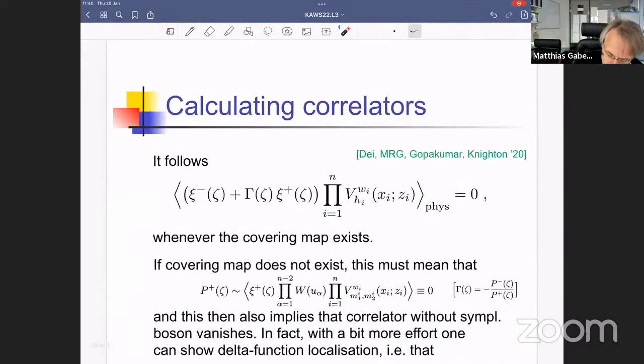So if the covering map doesn't exist, this must mean that this correlator must be equal to zero. But then if you trace through what xi plus does on these fields, you can show that that also means that a correlator without xi plus must be equal to zero. So this proves, and if you do this slightly more carefully, you can check that it's not just zero or non-zero, but that the behavior is really that of a delta function. So that shows that the correlation functions of our world sheet theory really have this structure.